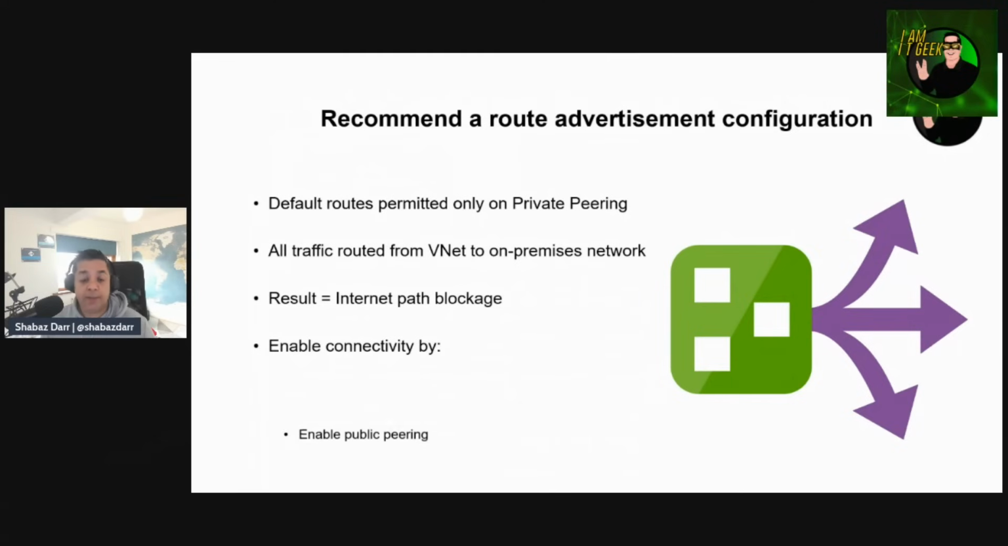Your Azure public peering needs to be enabled to route traffic to public endpoints. And you should use user-defined routing to allow internet connectivity for every subnet requiring internet connectivity. So again, you might have some subnets that don't require internet connectivity. You don't need to use user-defined routing on them, but for those that do, use user-defined routing, as well as enabling public peering.